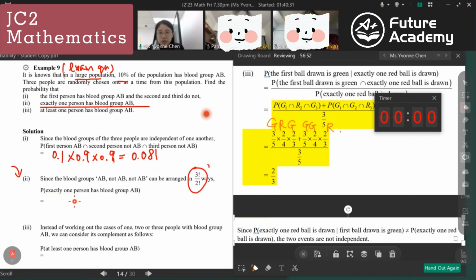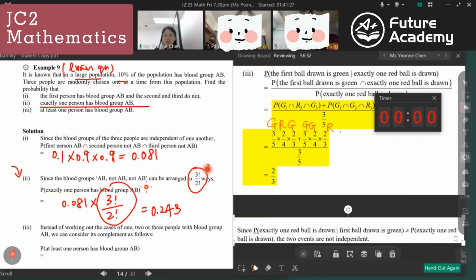What we do is we will use 0.081 times 3 factorial divided by 2 factorial, because we can permute. It could be AB, not AB, not AB; not AB, AB, not AB; or not AB, not AB, AB. So there are different permutations, different orders that you should consider. So this part is to consider the number of ways it can be arranged. Okay, so we get the answer as 0.243.